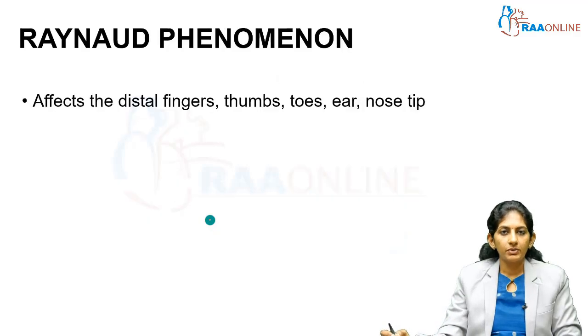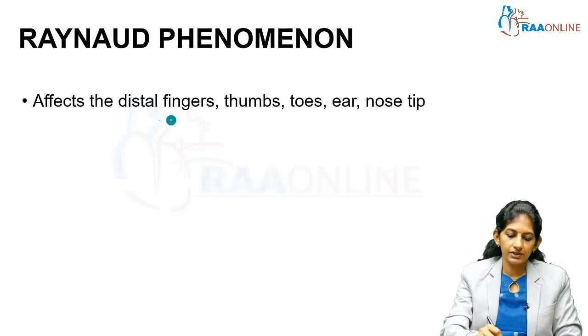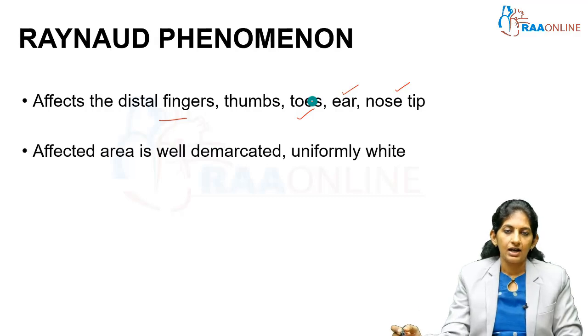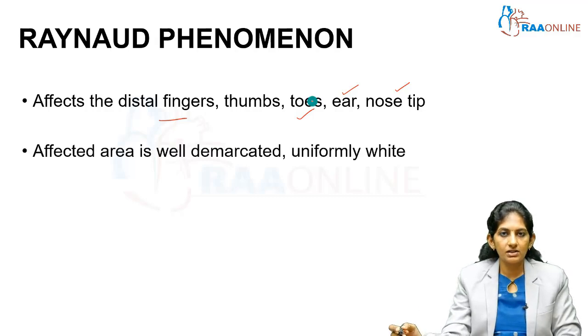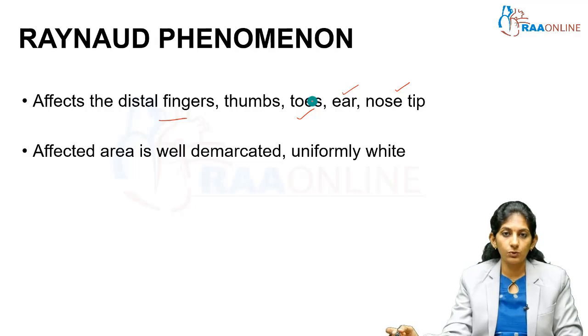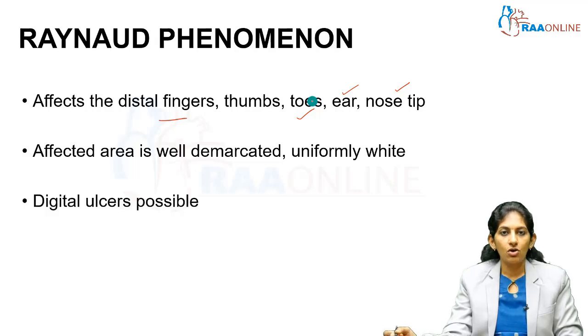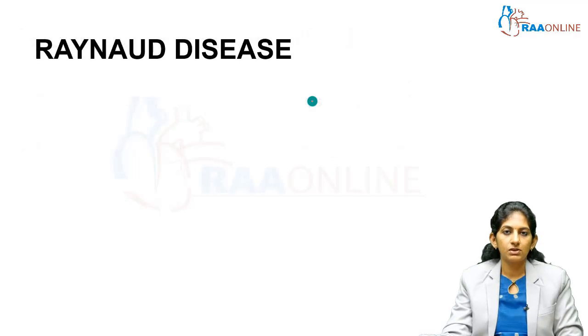So Raynaud phenomenon not only affects the distal fingers, it can affect the ears, nose tips, toes also. The affected area is well demarcated and becomes uniformly white. The patients will have a tingling sensation and pain, paresthesias during the Raynaud phenomenon. Chronically, if the patient is experiencing episodes of RP, digital ulcers are also possible.